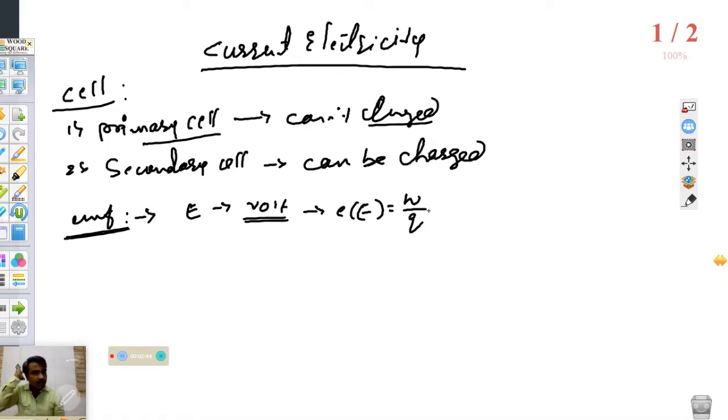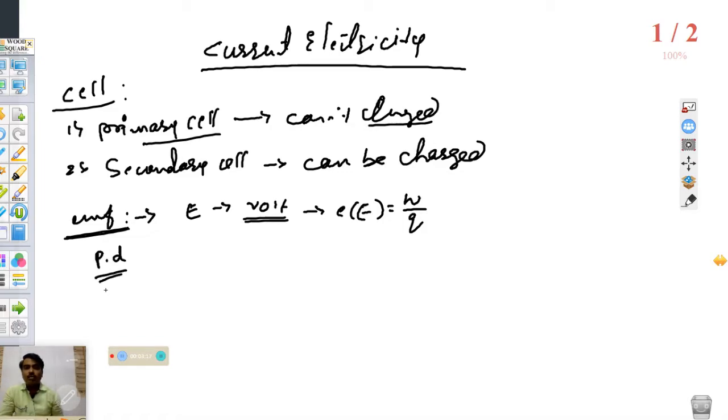That is EMF. And here we can also calculate the terminal PD. EMF is the energy given by the cell in flowing the unit positive charge throughout the circuit, and terminal PD is for the unit positive charge from one point to another point, or from one region to another region of the circuit.